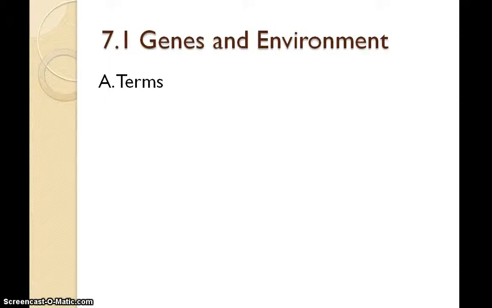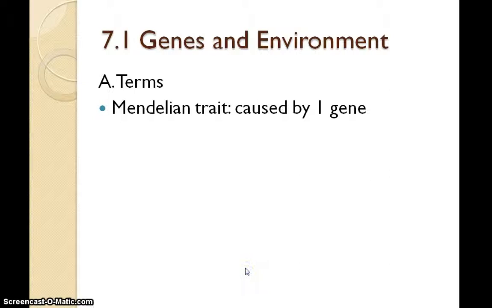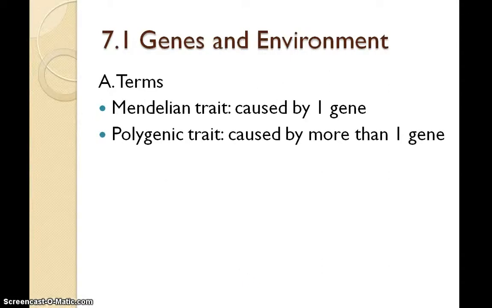Today we're going to be talking about Chapter 7 and looking at some different types of traits, different multifactorial or polygenic traits. So we're going to begin here with some terms. First, we're just going to review that a Mendelian trait would be those that we talked about in our very first unit. These are traits that are caused by a single gene. Compare these to polygenic traits. We introduced these in our last lab. These are traits that are caused by more than one gene. So a trait would either be Mendelian or polygenic.